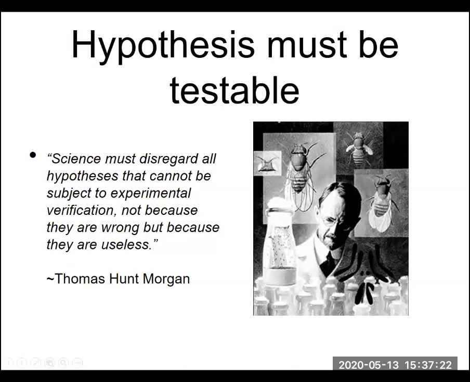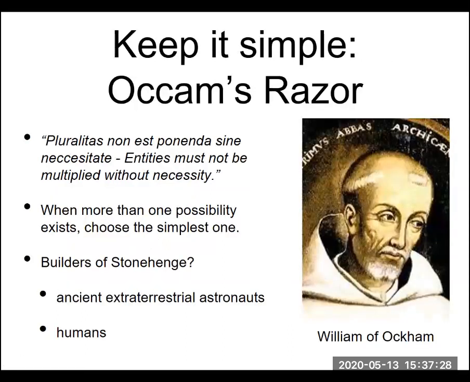And so because of that, we have to have a testable hypothesis when we're working in science. When we take a look at that testable hypothesis, we've got to try to figure out a way to do it, because there's going to be lots of different explanations for what's going to be going on. And so William of Ockham, quite a while ago, said pluralitas non est ponenda sine necessitate, which is basically entities must not be multiplied without necessity.